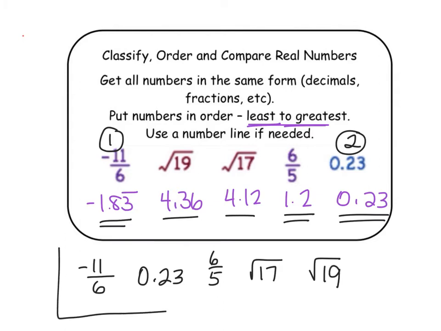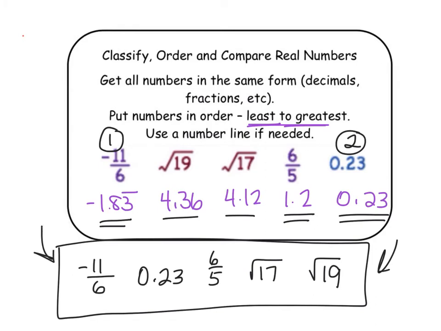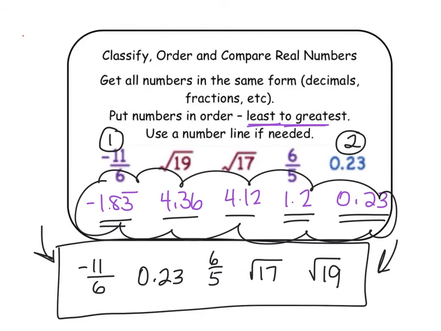So again, when you're putting these in order from least to greatest, you need to put them back in their original form. But you're changing them to decimals so you can compare them all in the same form.